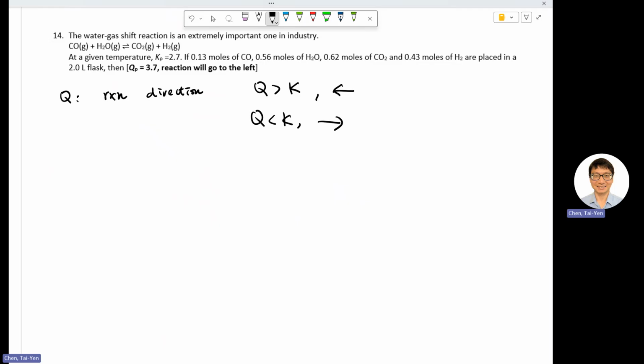Then you start to look at your data. So every time you're dealing with these equilibrium type questions, there's a good chance the first step is to write out the whole equation and then write out your ICE table.